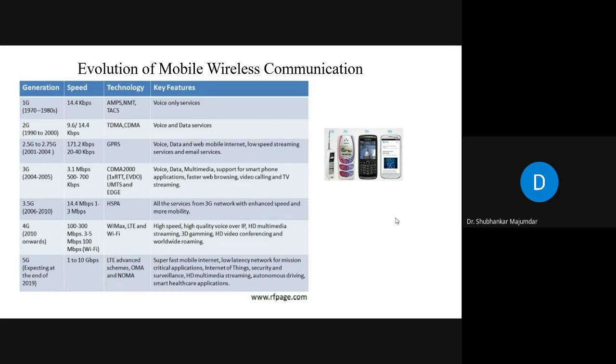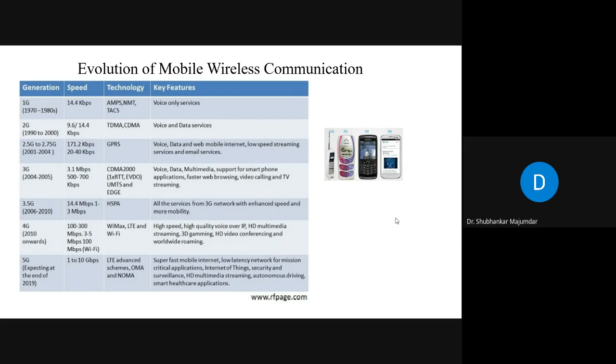Then came mobile internet, which is GPRS, also known as EDGE technology, 2.5G. Then comes 3G, which is UMTS and EDGE technology both. It also includes multimedia support and TV streaming. Then 3.5G, from 2006 to 2010, is HSPA, and this service is basically on the 3G network with enhanced speed and more mobility.